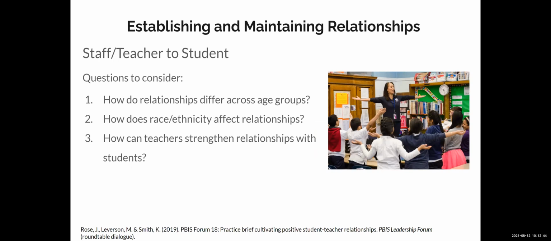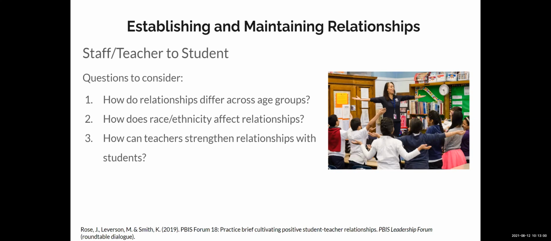So what are some questions that teachers might need to consider when thinking about establishing and maintaining relationships with students? How do relationships differ across age groups? How does race or ethnicity affect relationships? And how can I strengthen relationships with students? Like, what skills might I need as a teacher?